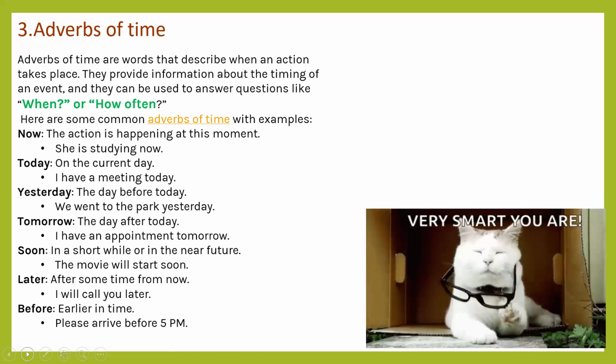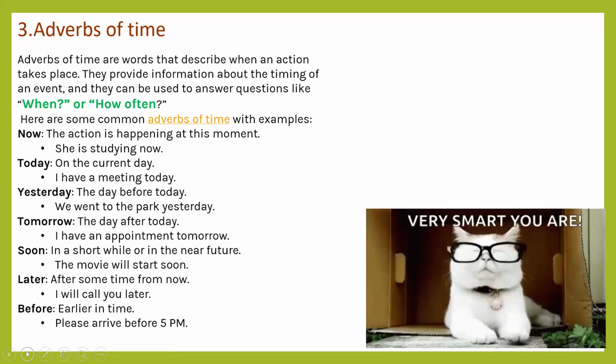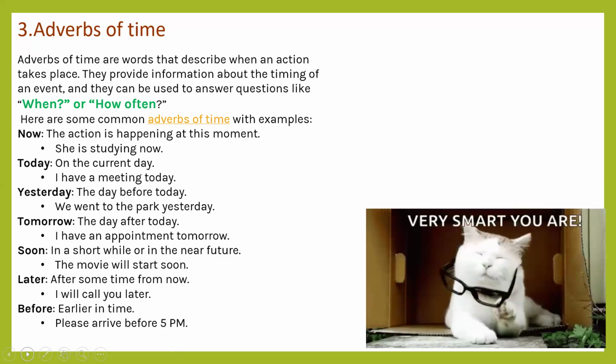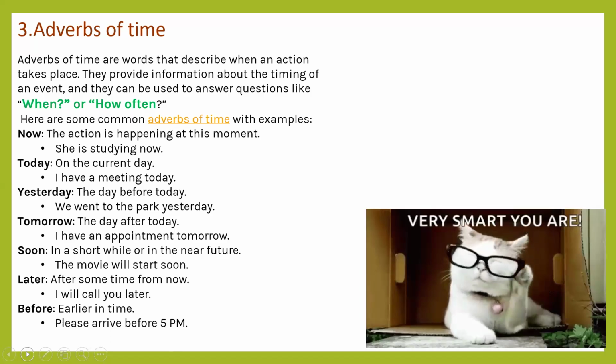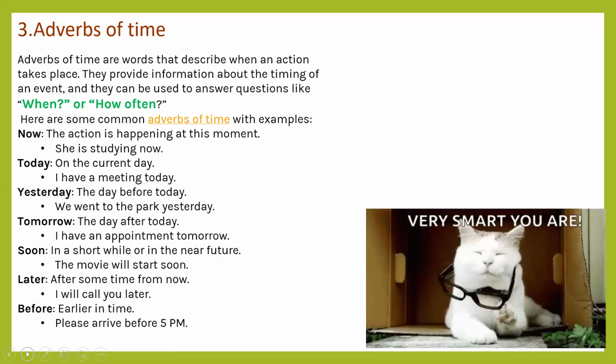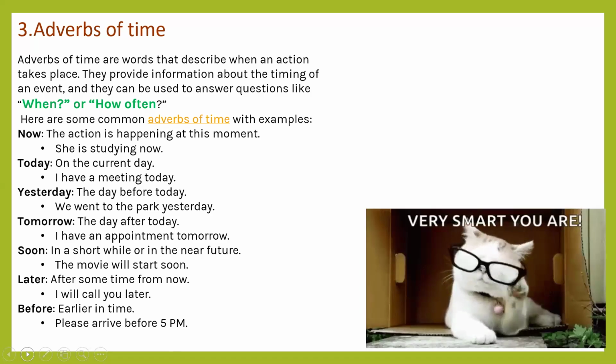Today means on the present day, the current day. Example: I have a meeting today. Today is an adverb of time. Yesterday means the day before today. Example: we went to the park yesterday. Yesterday is an adverb of time. Tomorrow is the day after today. Example: I have an appointment tomorrow. Tomorrow is an adverb of time.